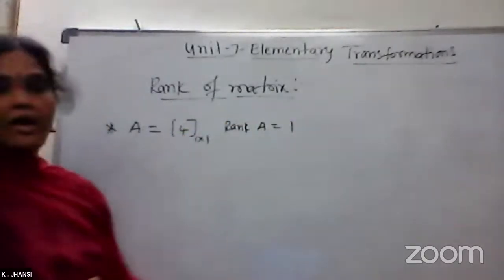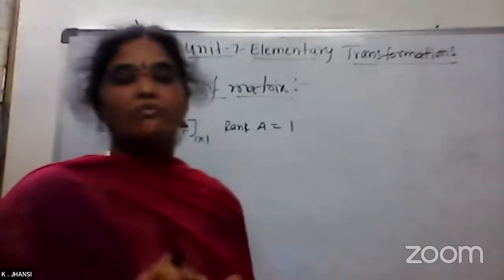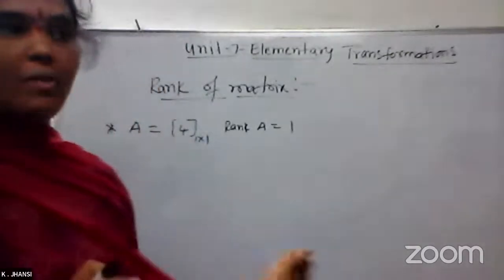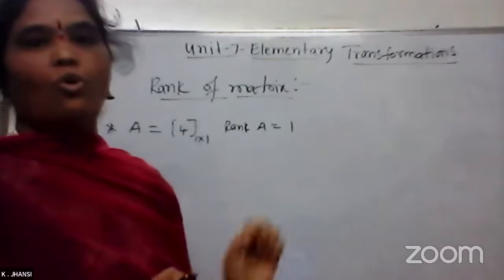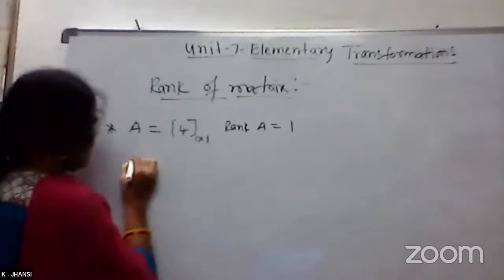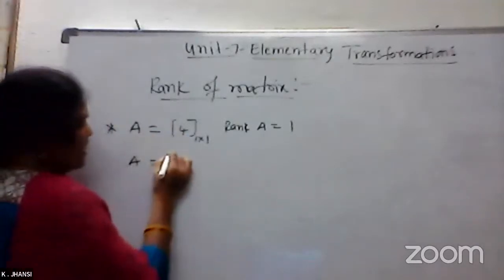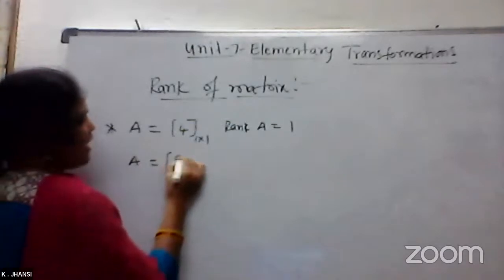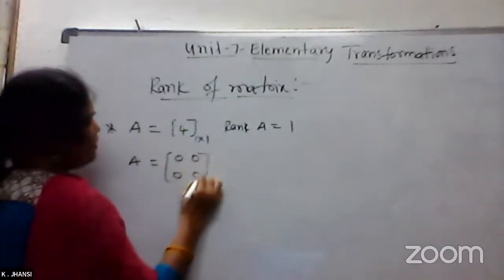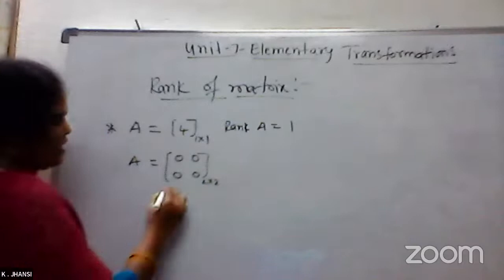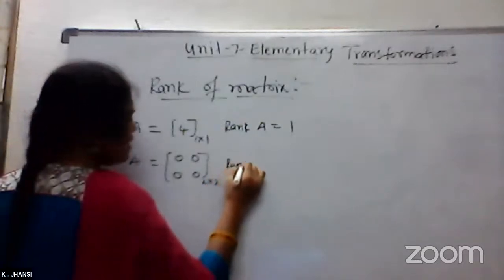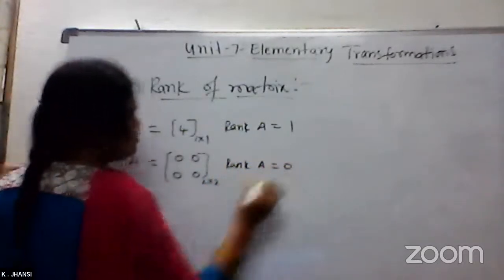Okay. So the rank of a matrix will never be 0. Rank of the matrix will never be 0, except in the case where the given matrix is a null matrix, say a 2 by 2 null matrix. Okay. So then only rank A equals 0.